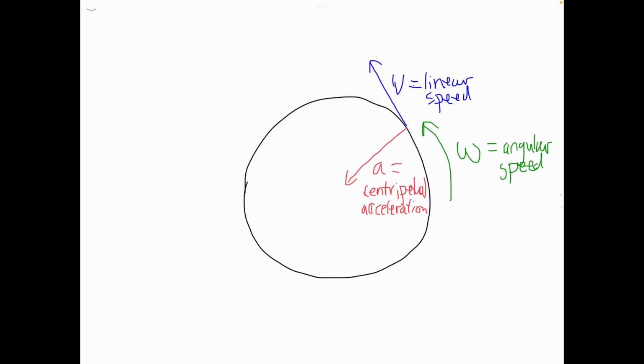Centripetal acceleration is the acceleration of an object towards the center of a circle when an object is in motion around a circle at a constant speed. Centripetal acceleration is always directed toward the center and is perpendicular to the object's velocity. It can be defined using the radius and linear speed.